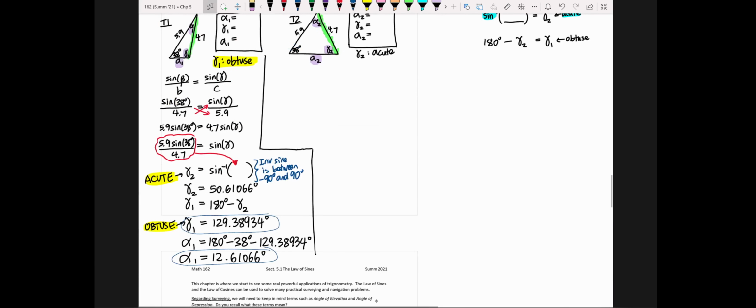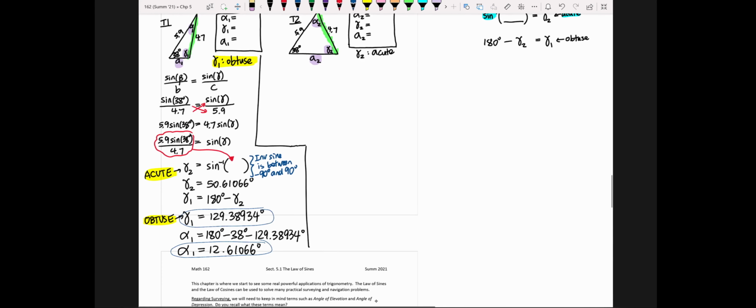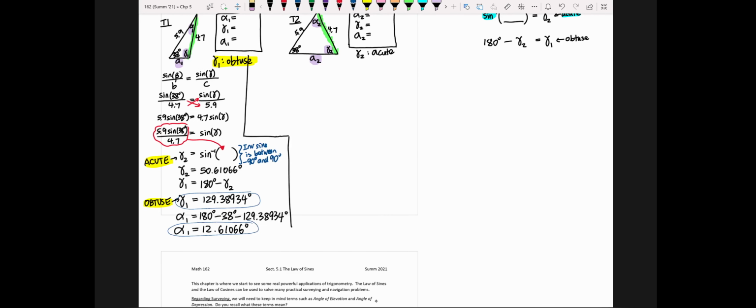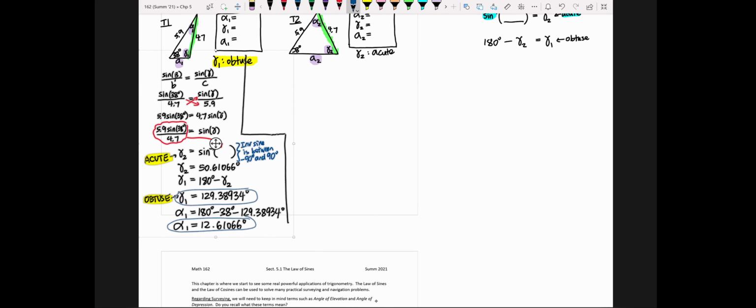Let's hear from Stephanie. So Stephanie, we have gamma 1 and alpha 1. How do we find the missing variable, the last missing variable, A1? We can set up a ratio of alpha 1 over A equal to sine of 38 over 4.7. That's right. We have to use law of sines to solve.